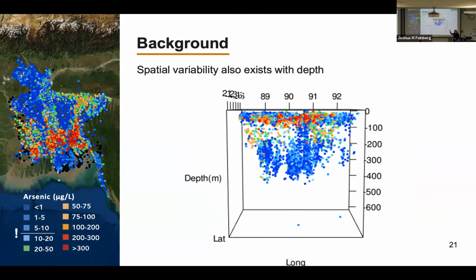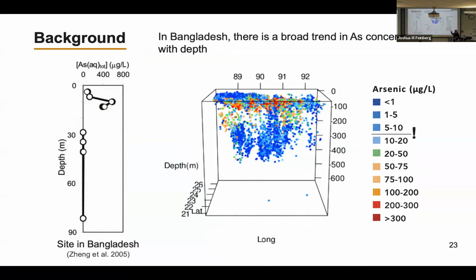but we start to see kind of this trend in the concentrations with depth. And when we take a closer look, we could see that a lot of high values of groundwater arsenic are in the shallow aquifer system, while a lot of low values seem to be deeper in the aquifer system. And the same is shown on the left-hand side in this core profile, basically looking at dissolved aqueous arsenic concentrations down a well.